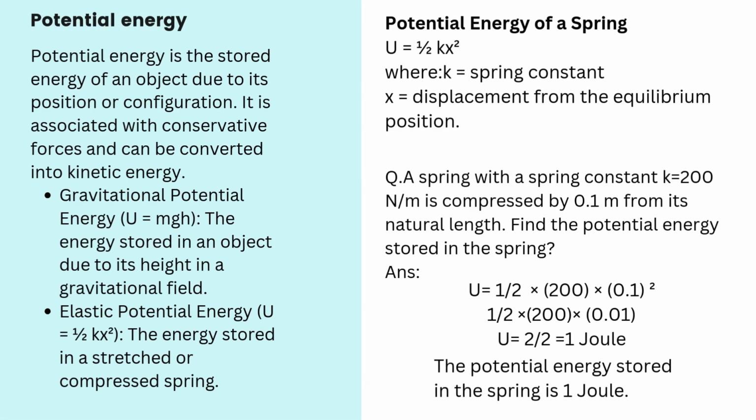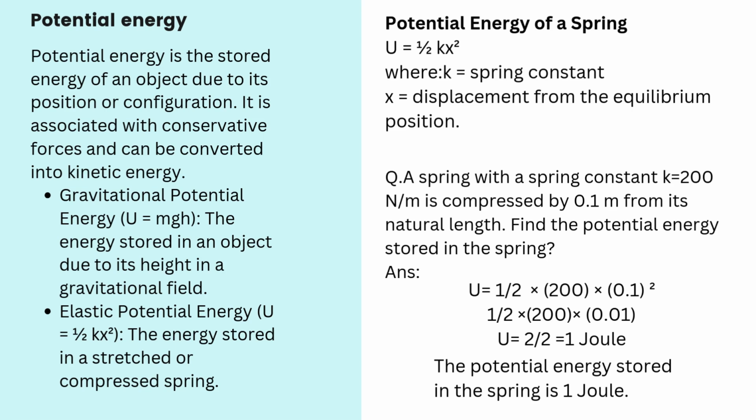We have seen kinetic energy. Now let's look at potential energy. Potential energy is stored energy due to an object's position or state. It can be released and converted into kinetic energy. Here we are discussing two types of potential energy: gravitational potential energy and elastic potential energy. Gravitational potential energy is energy stored in an object due to its height above the ground. The higher the object, the more energy it has.